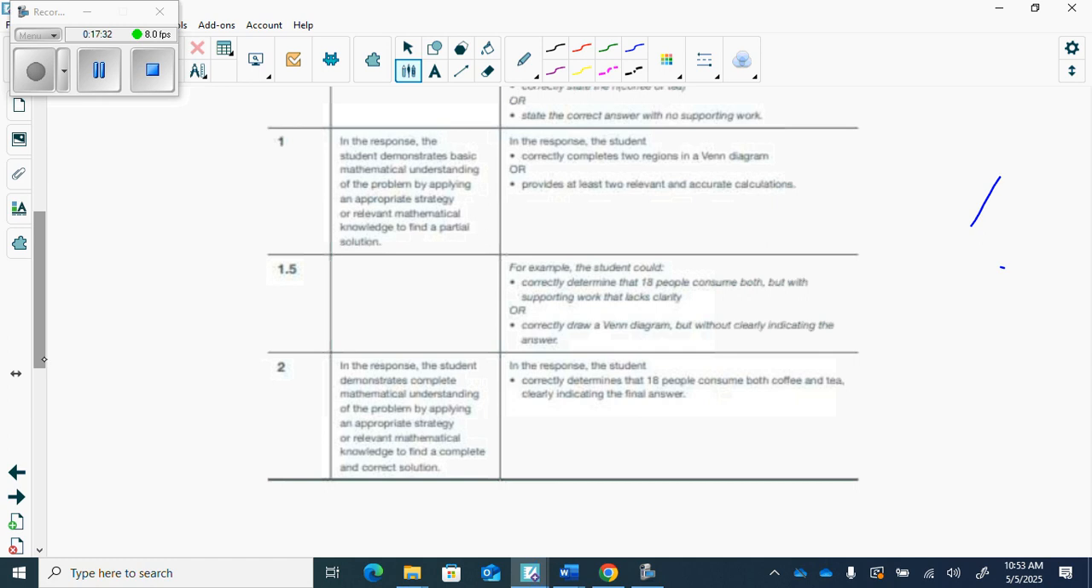1.5, you correctly determined that 18 people consume both, but supporting work lacks clarity. You don't actually show how you get 18, you just randomly have an 18 and work through some stuff. Correctly draw a Venn diagram without clearly indicating the answer. So what happens is, people will draw the Venn diagram, they'll put the 18 in there, and then they just call it a day. And they're like, Mrs. Lepp, you figure out which of these answers is actually correct. And I'm like, dude, not my job. So if I have to figure out that 18 is the answer because you drew a Venn diagram but didn't say 18 is the answer, that's 1.5.